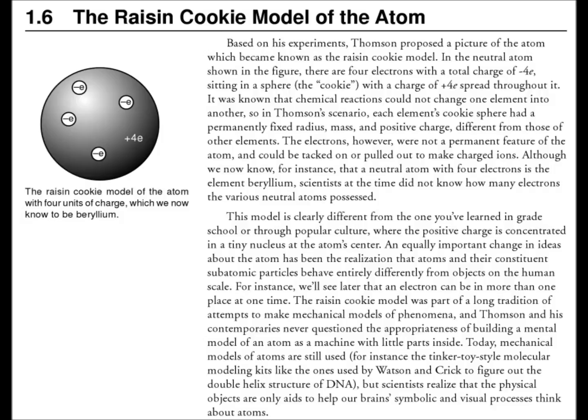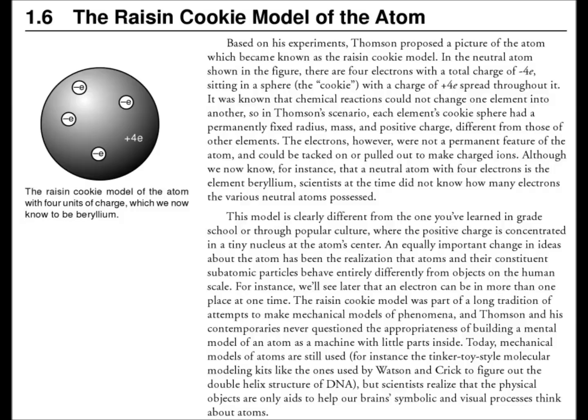1.6 The Raisin Cookie Model of the Atom. I wonder if this is the plum pudding model. Okay. The Raisin Cookie Model of the Atom with 4 units of charge, which we now know to be beryllium.